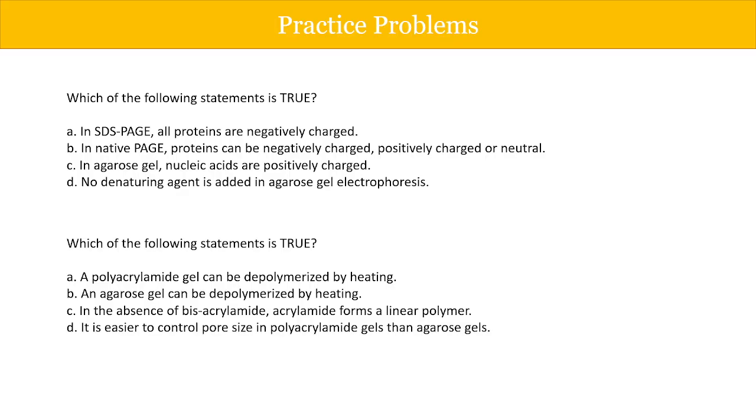Okay, so polyacrylamide gel can be depolymerized by heating. Heating is such a step that can depolymerize anything, whether it's an agarose gel or an acrylamide gel. So A and B are correct. In the absence of bisacrylamide, acrylamide forms a linear polymer. That is also correct. And D is not correct, because we cannot say for sure that it's easier in polyacrylamide than agarose. So ABC is correct.